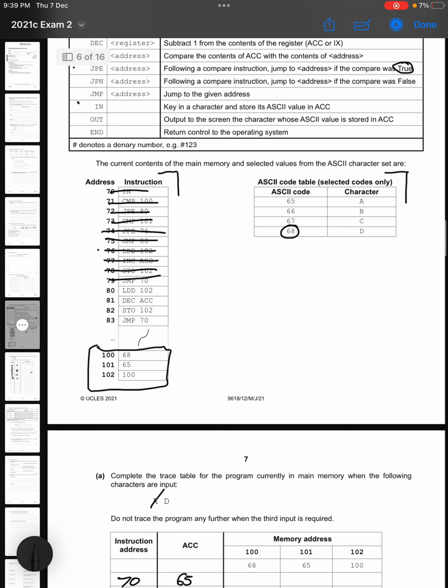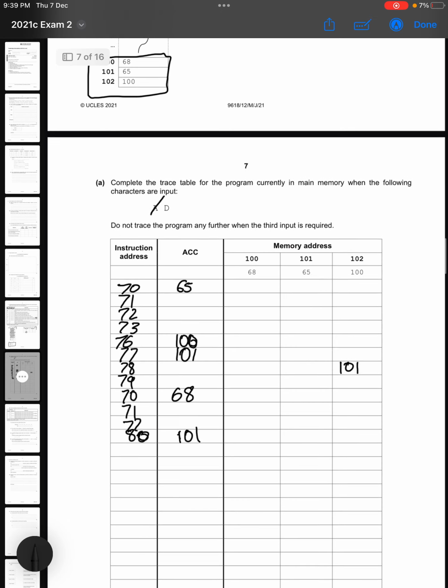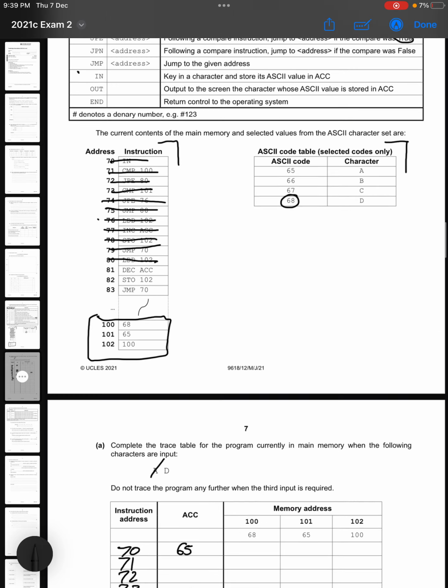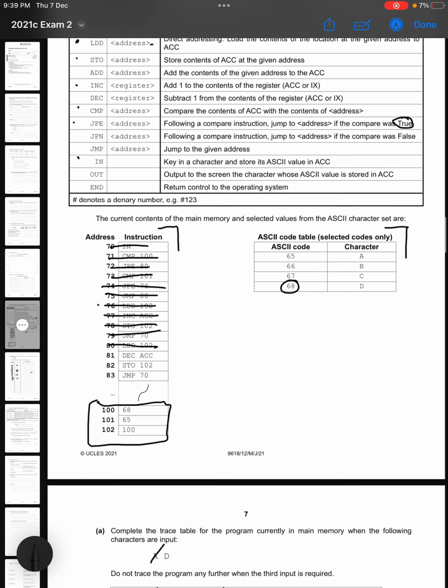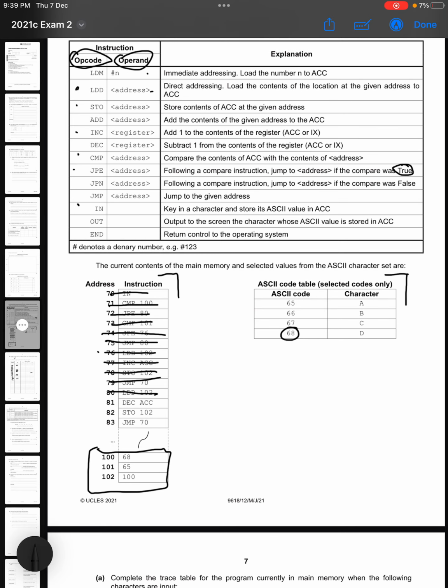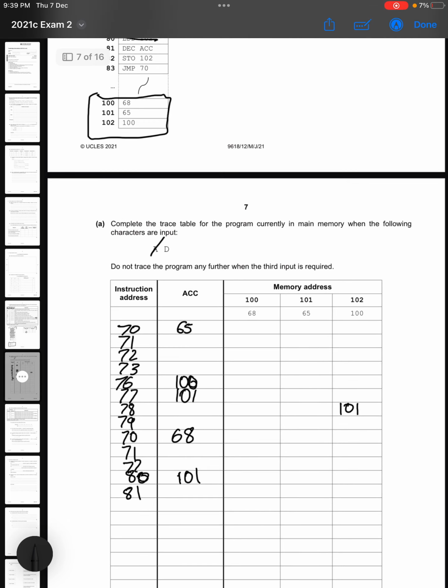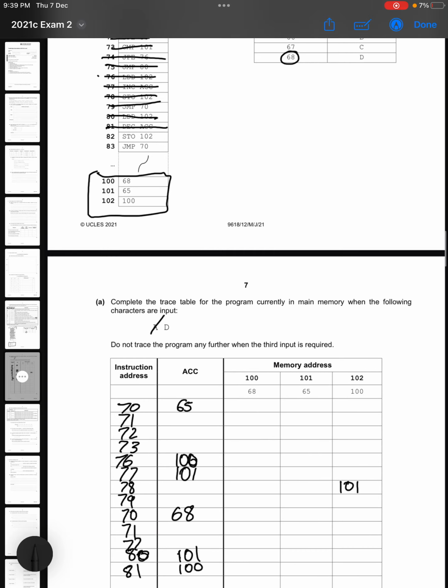So now we cut 80 and we go to the next address, 81. Store that in the instruction address. And it says DEC, decrement the value of ACC, and we can find that here. Subtract 1 from the contents of register ACC or IX. So in this case, it's ACC, which is 101. And we're going to subtract 1. So now the new value in the ACC is 100. Put a line through that.